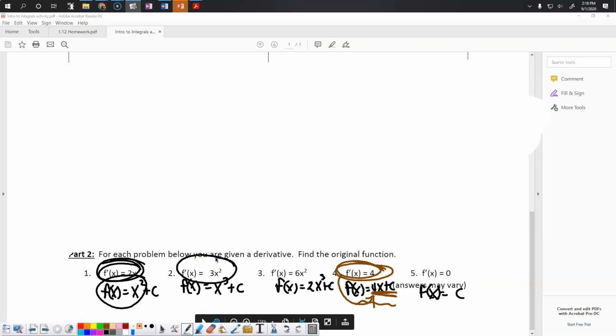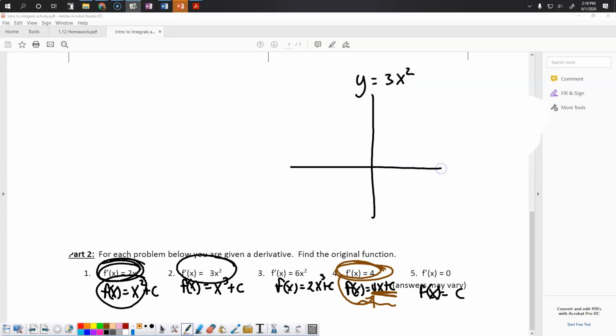Suppose I wanted to find the area under the curve y equals 3x squared. Well, if you graph this, you're going to end up with some kind of a parabola. It looks something like this. And let's say I wanted to find the area from -2 to +2. In other words, I want to find the area between that parabola and the x-axis from -2 to 2. Well, we have a problem now.